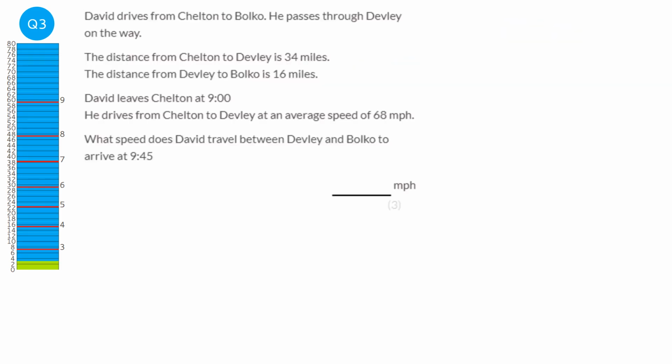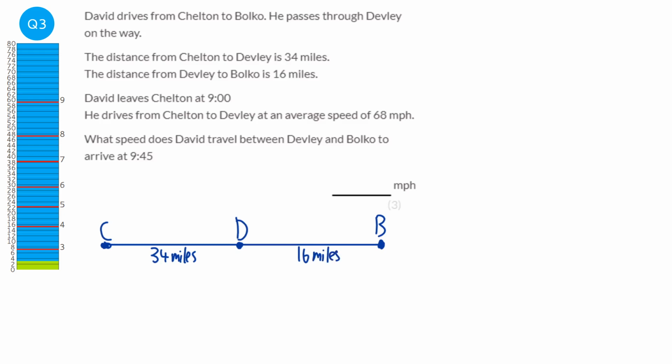There's an awful lot going on in this question. Whenever there's an awful lot going on, it's always best to draw a diagram. So we're going to start off at Chiltern, which is a C. Then we go to Bovlow, that's where we're going. And we go through Devley on the way, so we'll do D there. Distance from Chiltern to Devley is 34 miles. Distance from Devley to Bovlow is 16 miles. So I'm just reading through the question, adding it to my diagram.